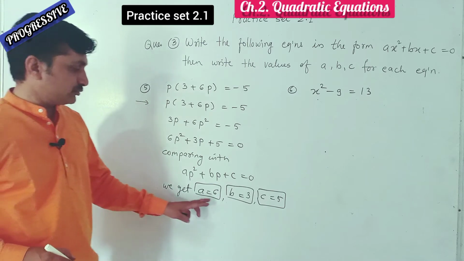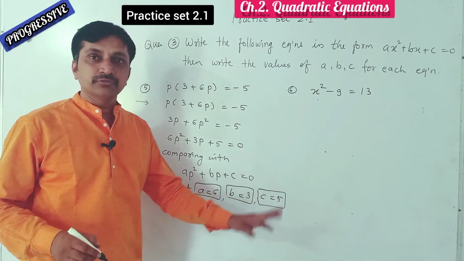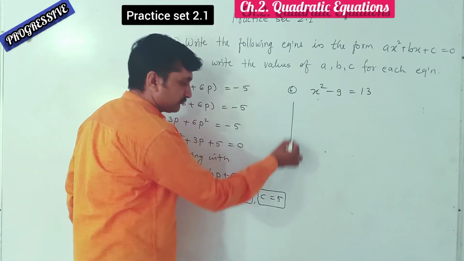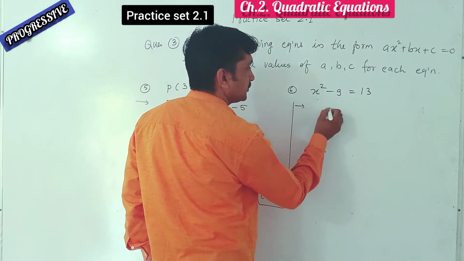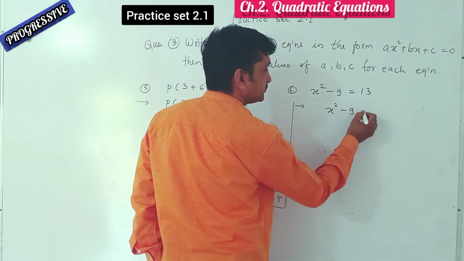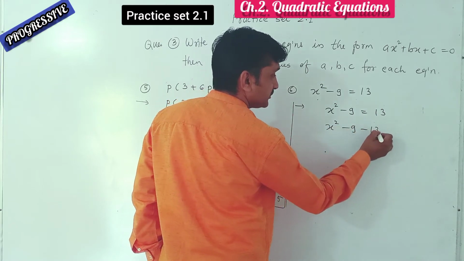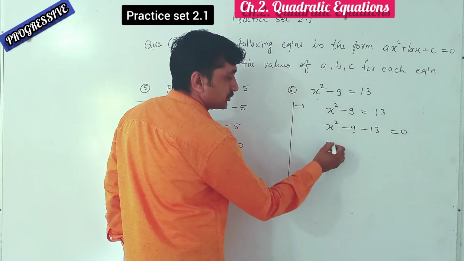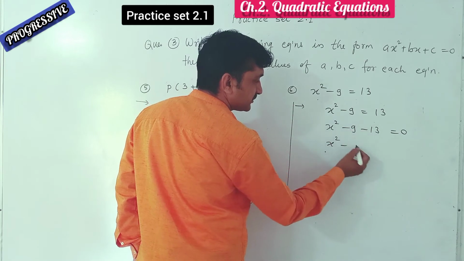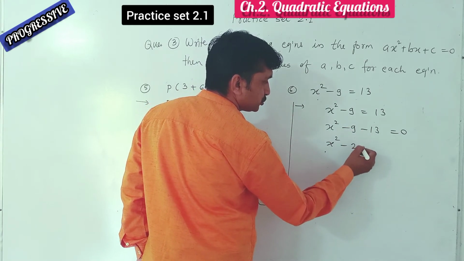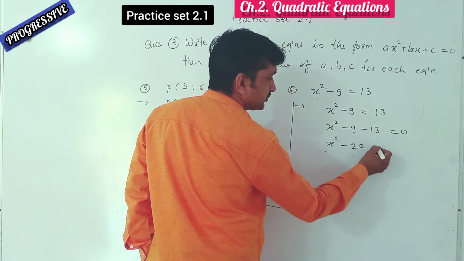These are ABC values, a is 6, b is 3 and c is 5. Now the sixth example from this question: x square minus 9 is equal to 13. x square minus 9 minus 13 is equal to 0. Here minus 9 minus 13 will be minus 22, so x square minus 22 is equal to 0.